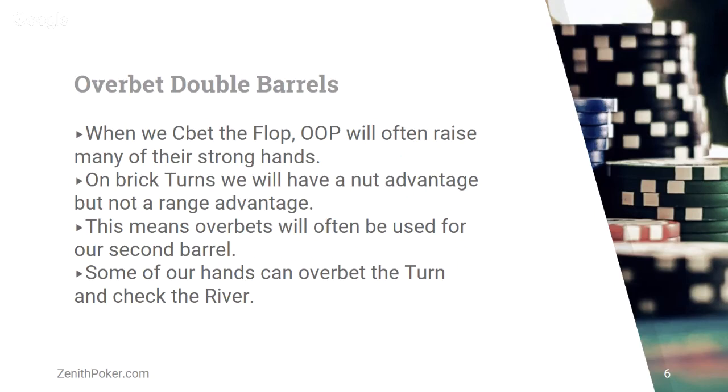So yeah, I'm not exactly sure what that is, because I haven't seen the hand history and haven't had a closer look at it. But yeah, I'll post it tomorrow. Usually, donk shoves on the river after you've overbet the turn, absolute nonsense. So I don't know what your opponent's trying to do. Anyway, so overbet double barrels. So we'll move on to overbet double barrels.